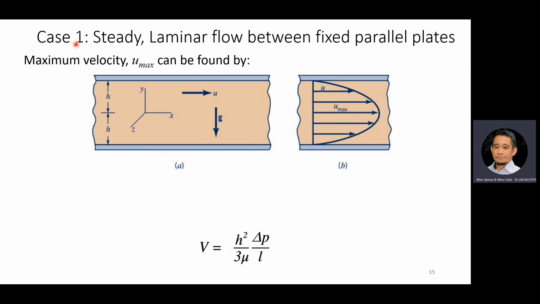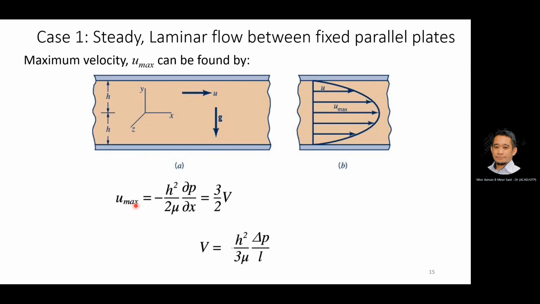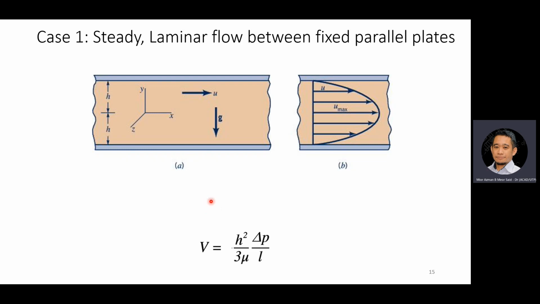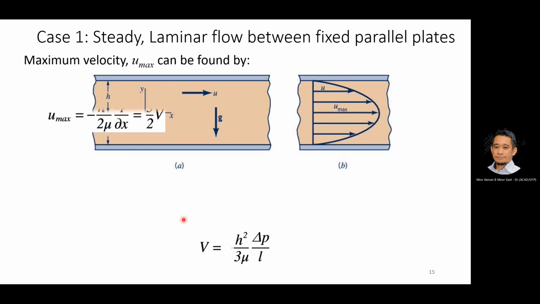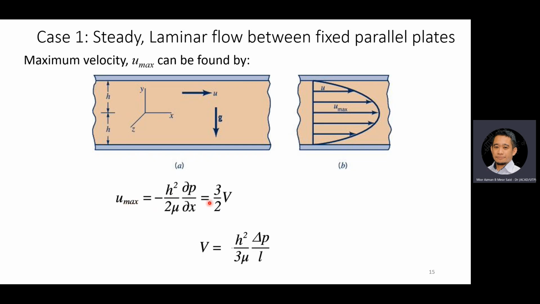And also the maximum velocity, right? The maximum velocity is located at y equals 0. So just use the velocity profile and apply y equals 0. So you have u max equal to h squared over 2 viscosity times negative partial P over partial x. Then this can be related to the mean velocity, which is given by this expression. So you can simplify: u max is just equal to 3 over 2 times the mean velocity.